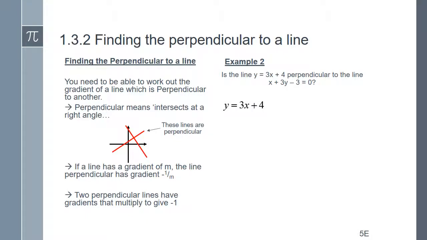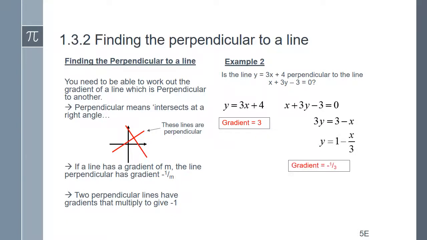Y equals 3x plus 4, that's an easy one. It's in the mx plus c form, so we can say the gradient is 3. X plus 3y minus 3 equals 0: we need to rearrange this one. So 3y is 3 minus x, y is 1 minus x over 3, so the gradient is minus a third.